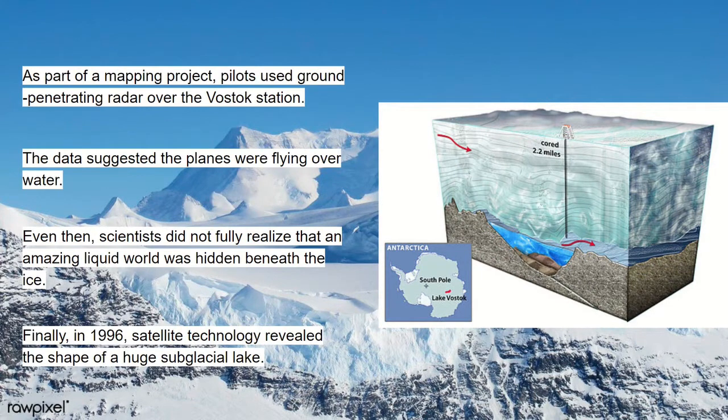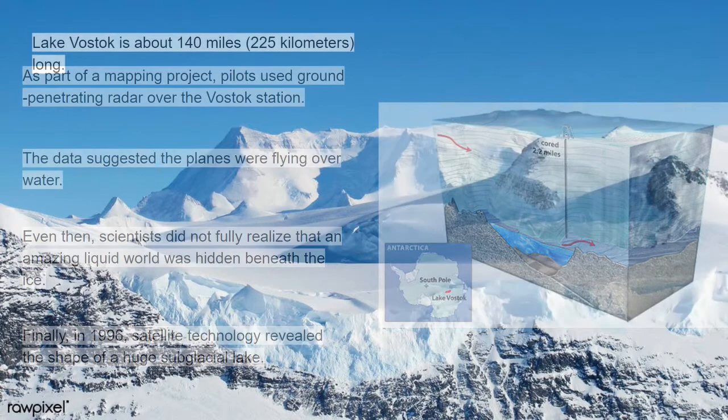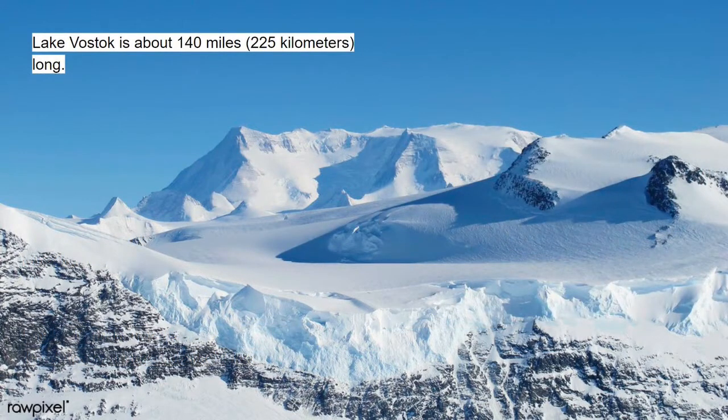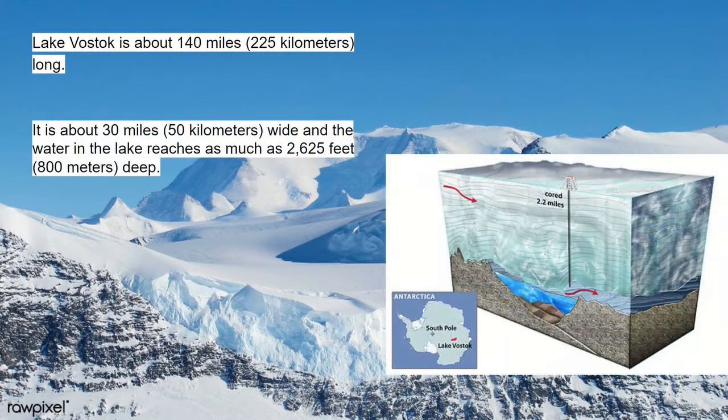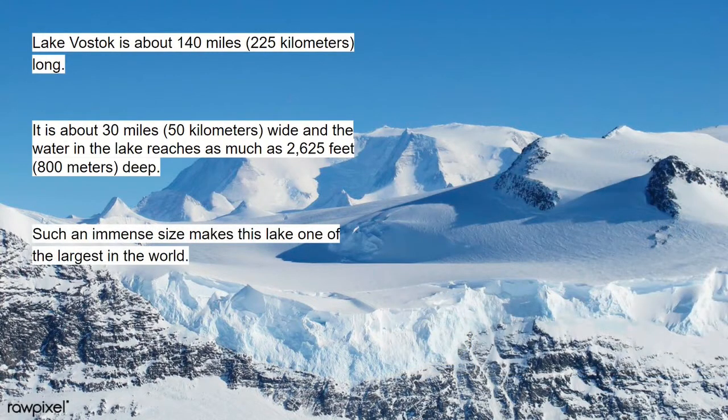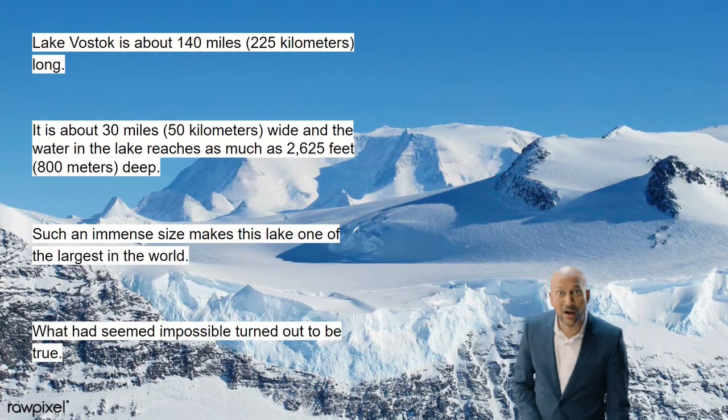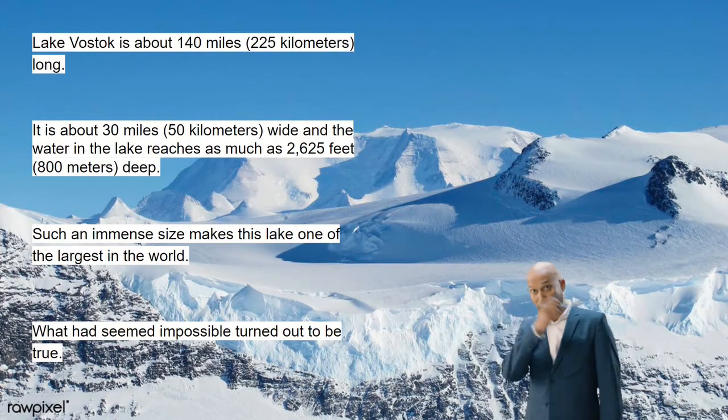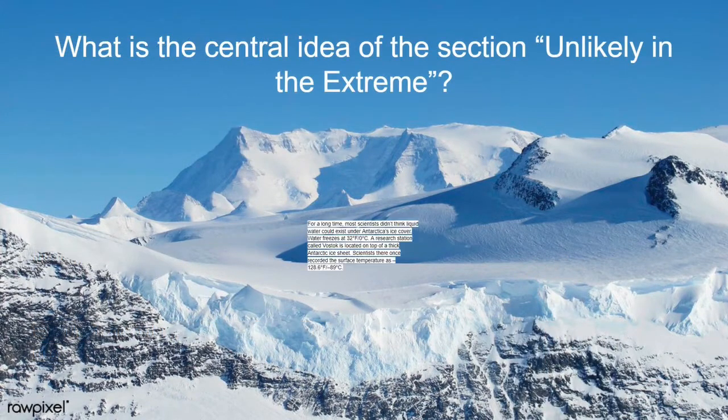Finally, in 1996, satellite technology revealed the shape of a huge subglacial lake. Lake Vostok is about 140 miles long. It is about 30 miles wide, and the water in the lake reaches as much as 2,625 feet deep. Such an immense size makes this lake one of the largest in the world. What seemed impossible turned out to be true.